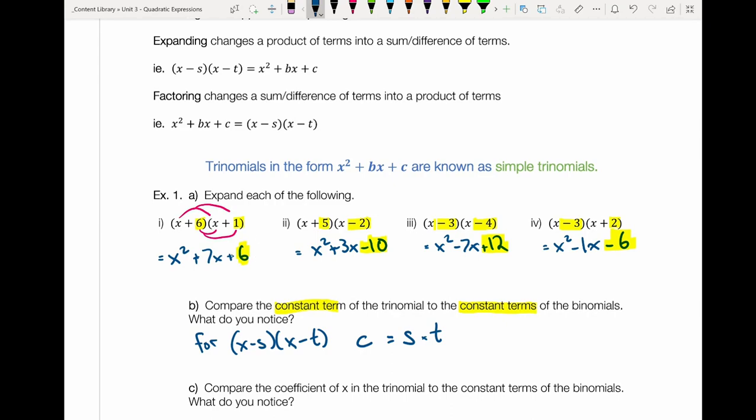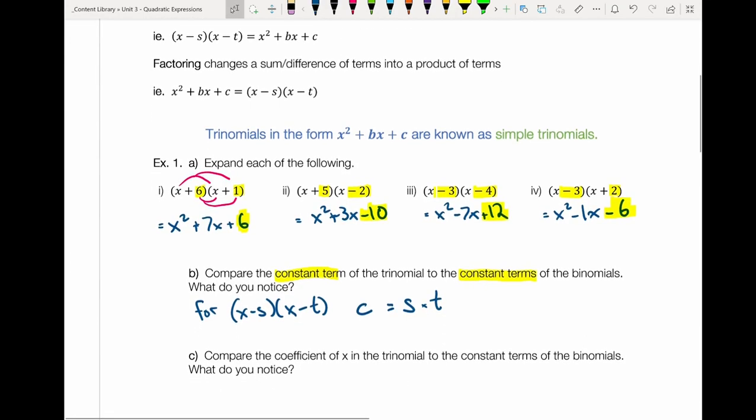We can see that we get the 6 from 6 times 1. We get negative 10 from 5 times negative 2. Negative 3 times negative 4 is positive 12. Negative 3 times positive 2 is negative 6. When we expand, it makes sense, because those are the only numbers that are constant when we collect like terms. There's nothing else that we add them to, only the one constant term. So that's how we get our last number.